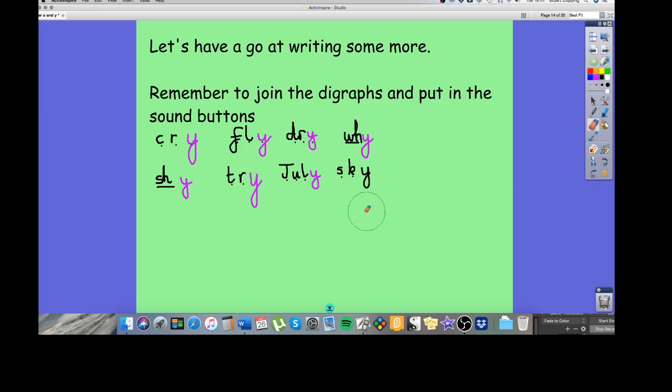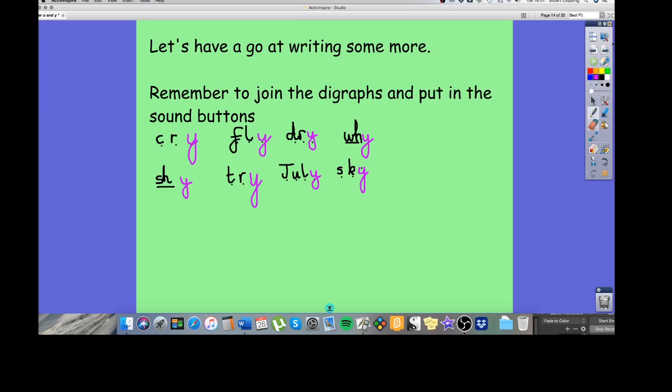So let's get rid of that a minute. And I've used the wrong colour for the Y. So there we go. Sk, Y. So there's your 8 words in your book for today.